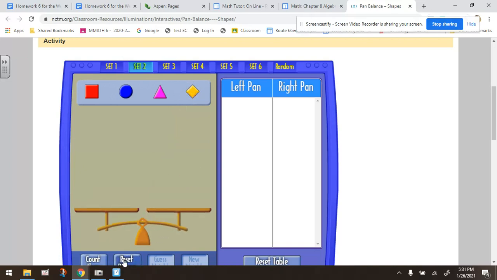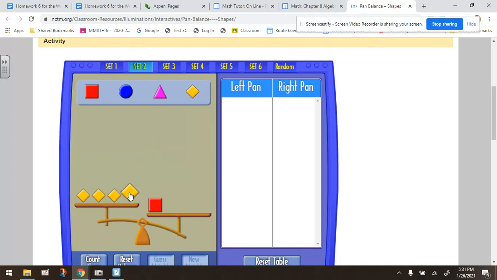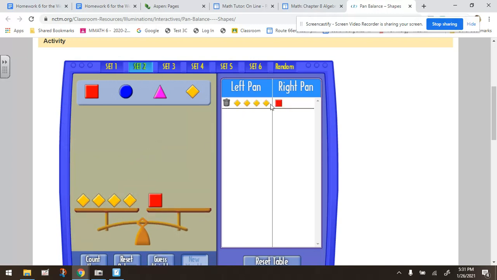So I'm just going to reset the balance. And what if we try, let's say we think that the diamond is the lightest thing. Let's put a square over here. And we can see that I was right, that this was lighter. What if we just keep adding some diamonds to see if it'll eventually balance out? And it does. All right, notice that it populates over here as an equation. So that means that we have 4 of the diamonds equaling a square.